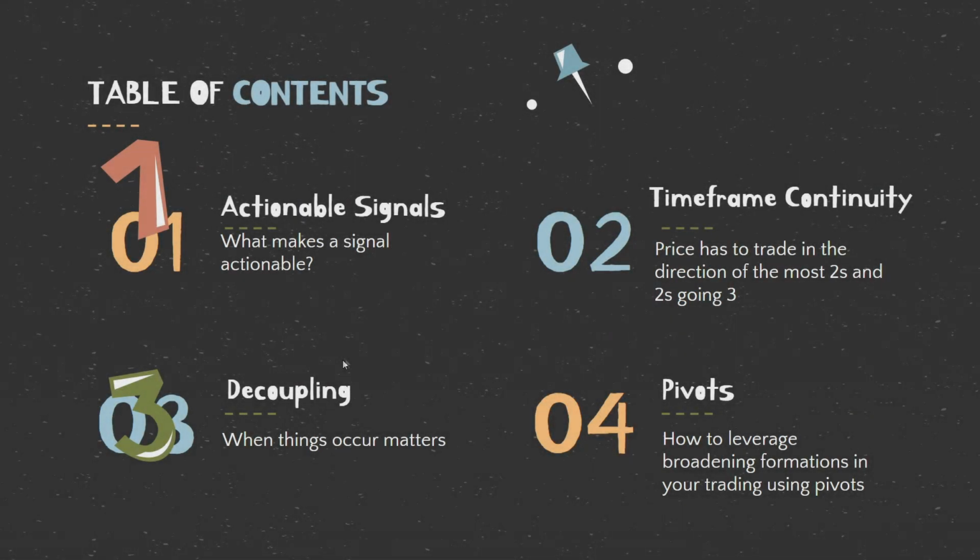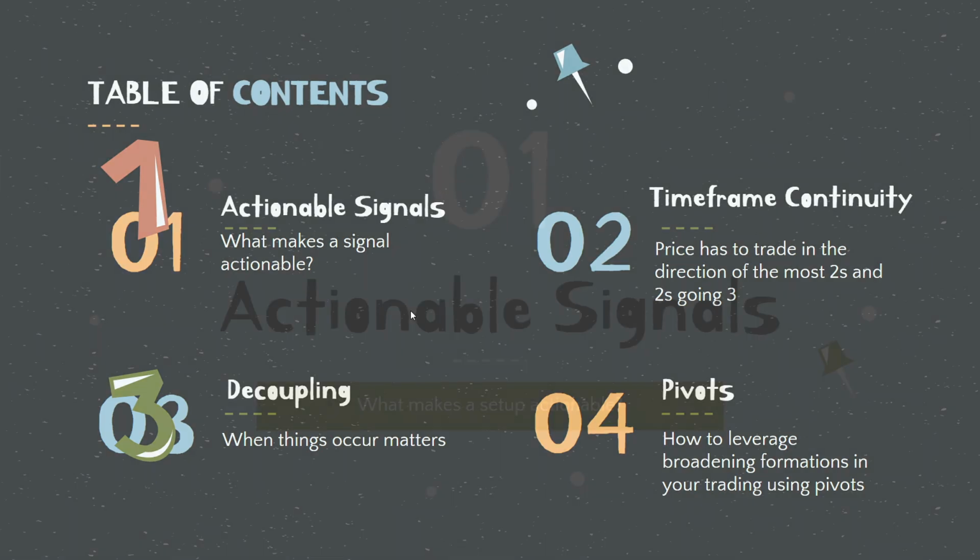Alrighty, so this is going to be the second part of learning the Strat A to Z, and we'll just get right into it. The table of contents for this video is: we're going to go over actionable signals, what makes a signal actionable, and time frame continuity. Price has to trade in the direction of the most twos and twos going three. And then decoupling, so when things occur matters, and pivots, how to leverage broadening formations in your trading using pivots. So we'll just get right into actionable signals.